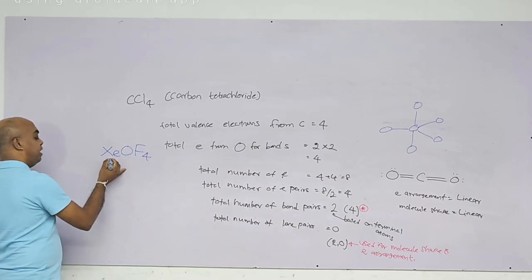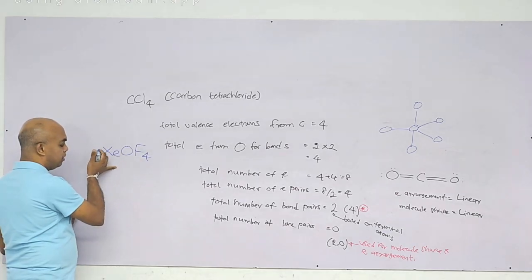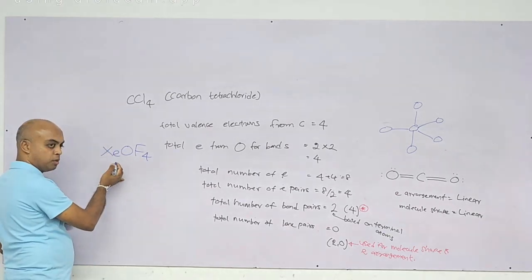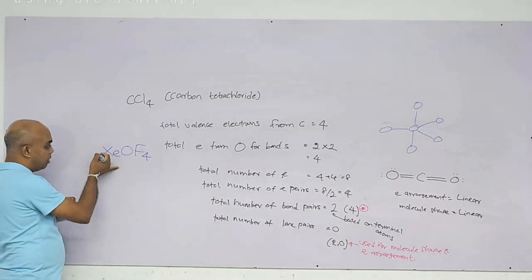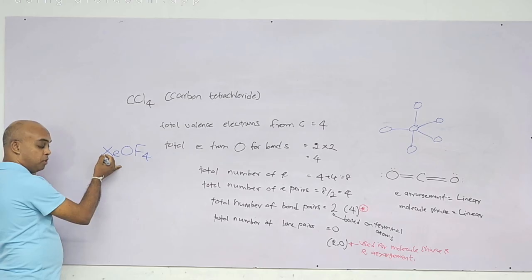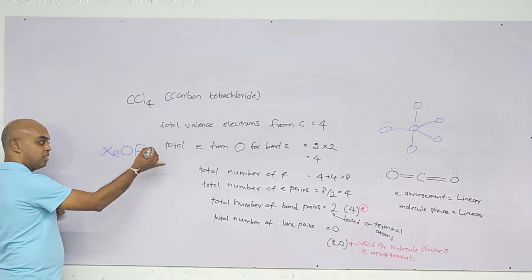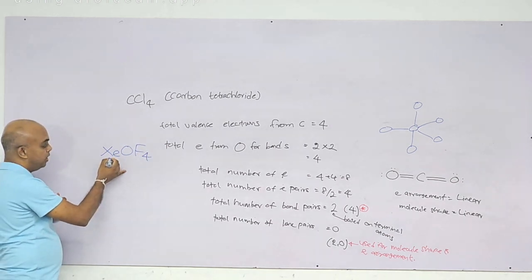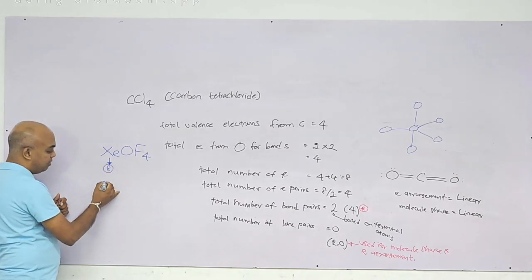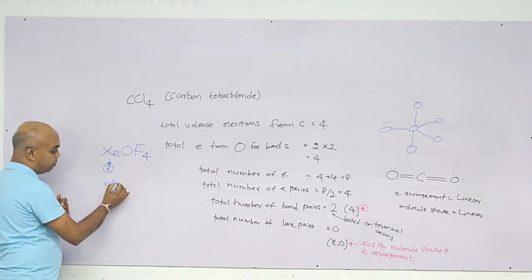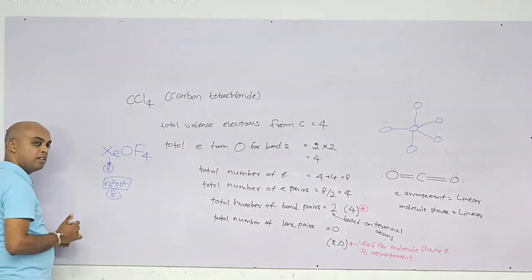XeOF4. Here Xe is, there was a question at the start of the class. Xe is in the 18th group. If you check the periodic table, it is coming from the 18th group. Usually the 18th group does not create bonds, but if it is creating bonds, its valence electrons will be given out for the bond creation. So here we have to take the valence electrons as 8, because the Xe valence shell configuration is ns2 np6. So the total number of valence electrons is 8. So we have to consider this one as 8.